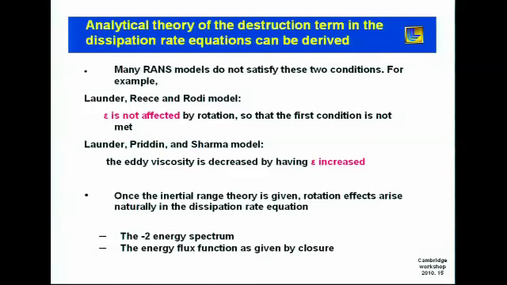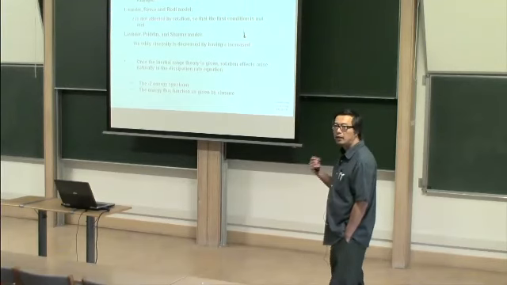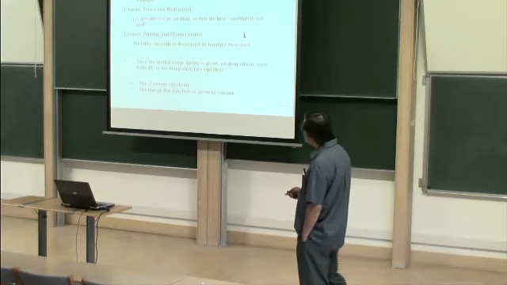So this is a very famous model applied in many cases in turbulence models. When you take this model to the strong rotation limit, what you find is that the dissipation rate in this model is not affected by the rotation. So basically, the first condition I talked about is not satisfied.